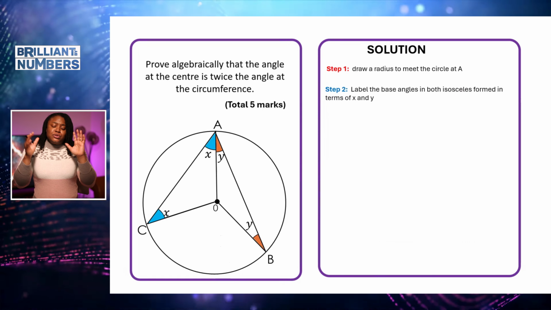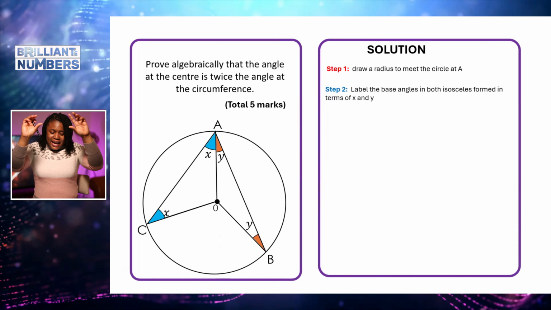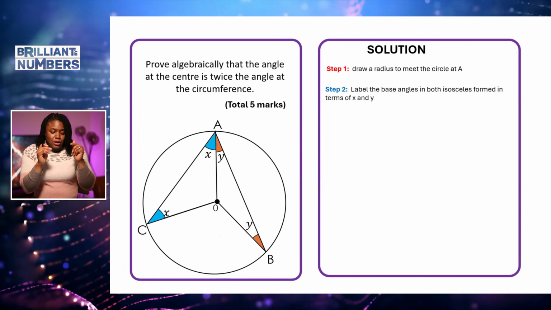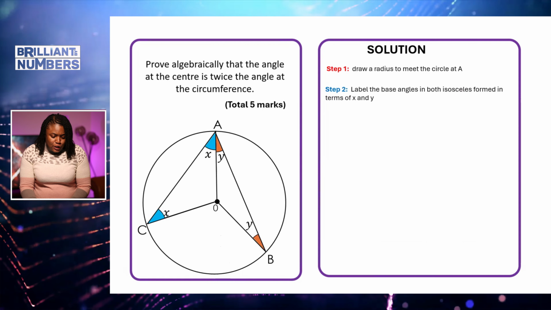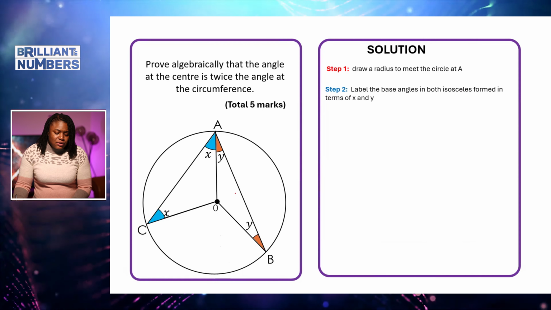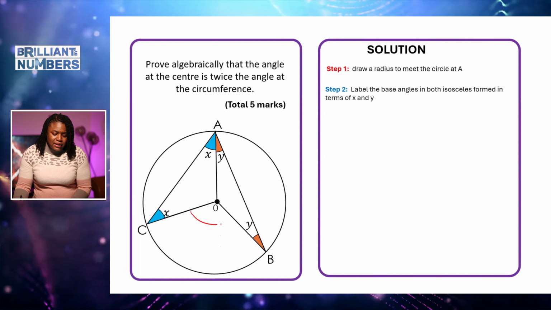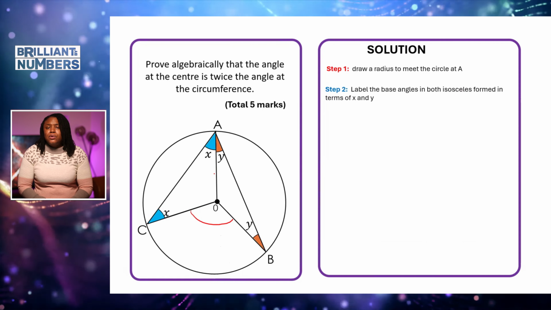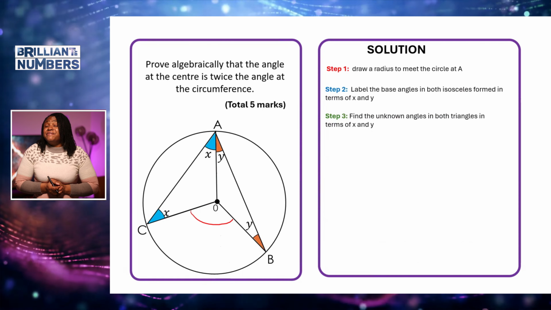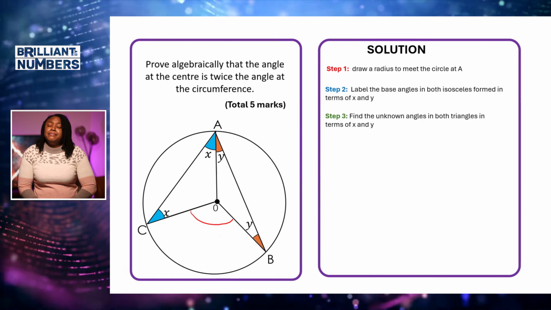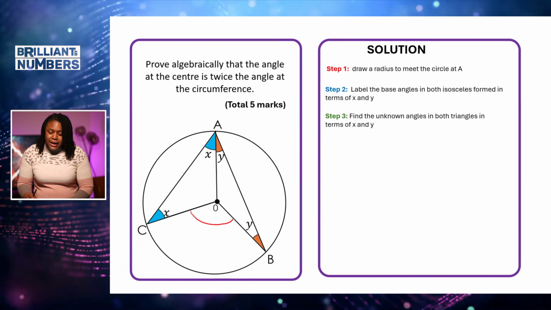So what we are trying to prove here is that the angle at A will be 2 times the one at the circumference. So let's see. This one here, just to point to it quickly, should be twice as much as the one at A. So next step, we need to find the unknown angles in both triangles.